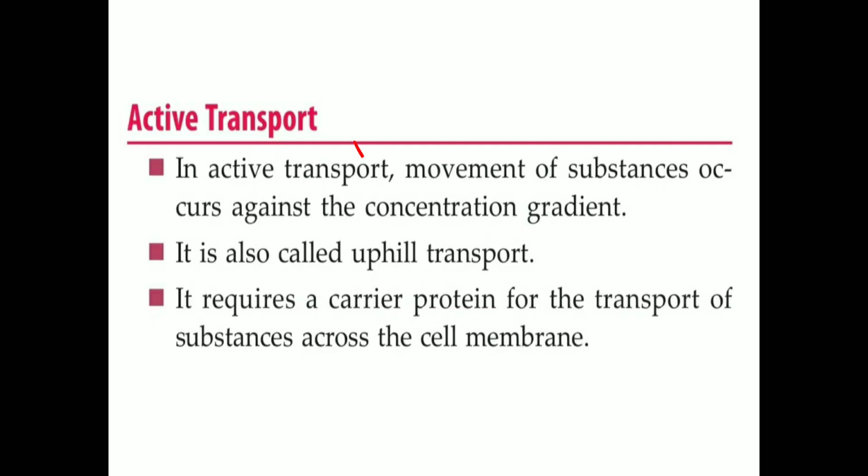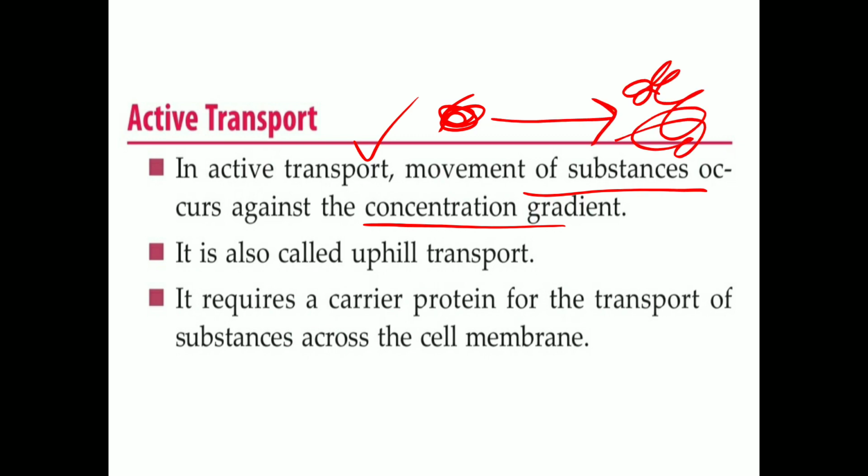Okay, right. Next is active transport. In active transport, the movement of substances occurs against the concentration gradient. Here, substances will be transported from a lower concentration to a region of higher concentration. It is called uphill transport because it is being transported against the concentration gradient.